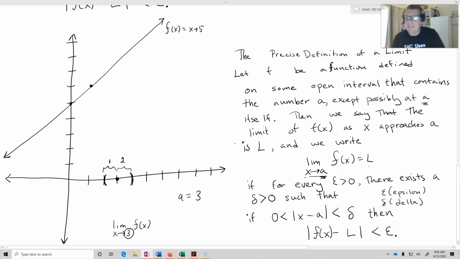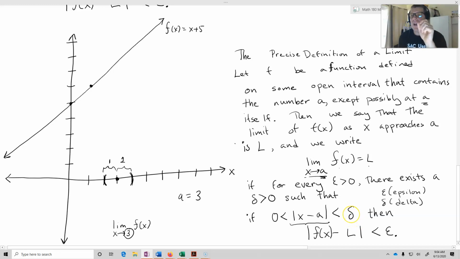Now, let's go over a couple things first. The first thing to get here is that from an analytic standpoint, when I put absolute values, like x minus a, what I'm talking about is the distance from any x value along the x-axis to a, in this case 3, is going to be less than delta.